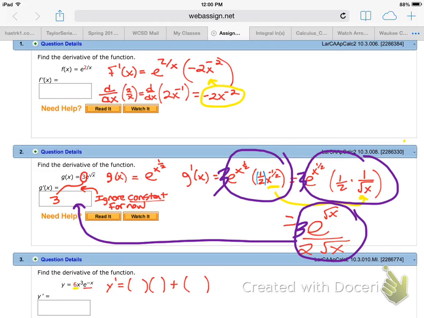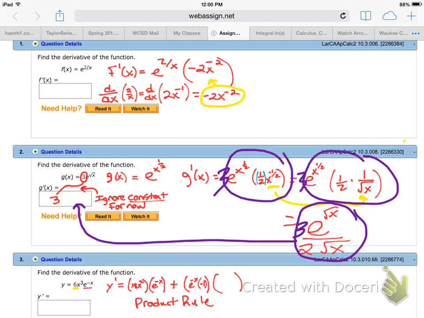Next one is a product rule. Do you see the product rule in there? 6x cubed is our first, e to the negative x is our second. So I've set up the product rule for you. All we're going to do is fill in the blanks. So you know how you do that. Derivative of the first, there it is.